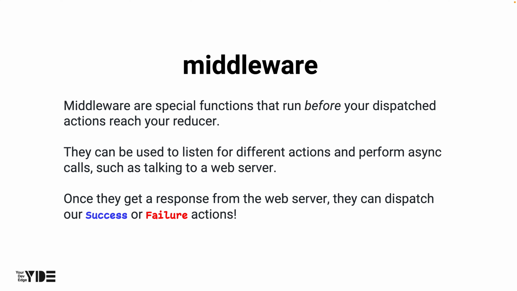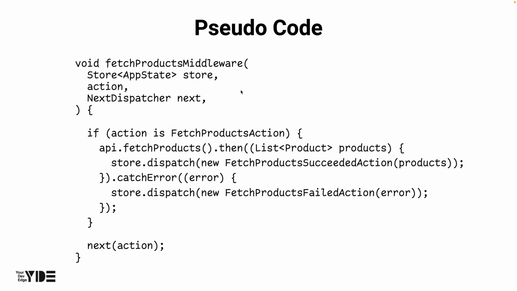In our example, this would be fetchProductAction. Dispatch fetchProductSucceededAction when data is successfully received from the remote API, and fetchProductFailedAction when it fails. Let's take a detailed look at the middleware function through pseudocode. The middleware function takes 3 arguments. The first is the store. You can access the state through the store's state getter and dispatch actions using the store's dispatch function.